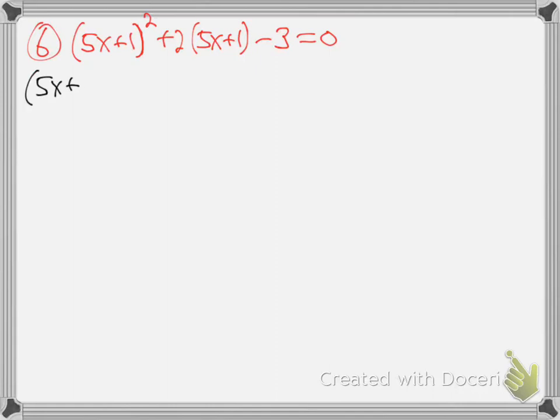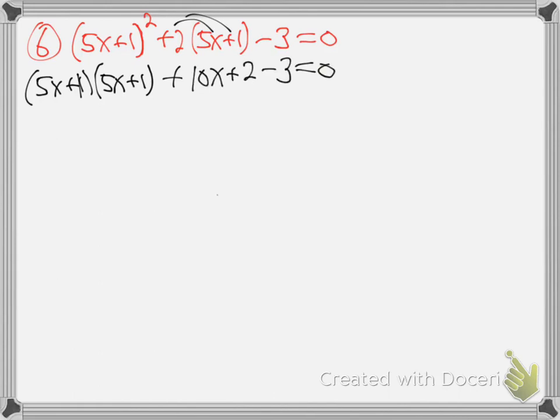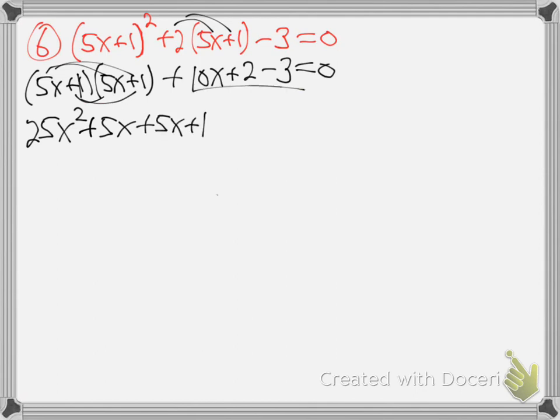Okay, so this one is going to be a lot of work. So I'm going to write 5x plus 1 twice. Distribute here. 2 times 5x is what? 10x plus 2 minus 3. Then FOIL this out. 25x squared plus 5x, boom, boom, plus 5x plus 1, and then all of this plus 10x plus 2 minus 3 equals 0.